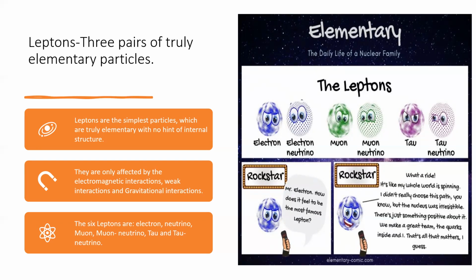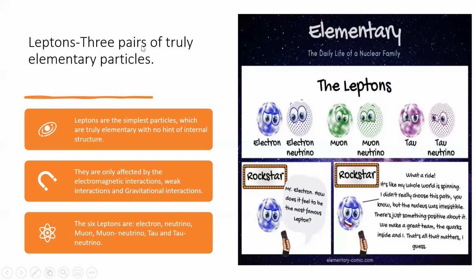The names of the 6 leptons are electron, electron neutrino, muon, muon neutrino, tau, and tau neutrino. So you can imagine that for every matter, there is an antimatter, or for every particle, there is an antiparticle. So if electron is negatively charged, electron neutrino or just neutrino will be positively charged. Similarly, muon and muon neutrino will have opposite charges, and tau and tau neutrino.